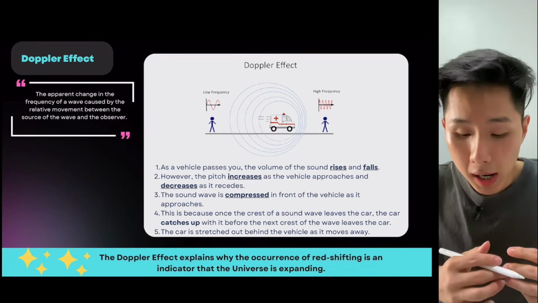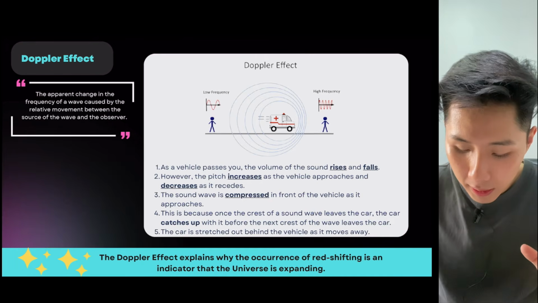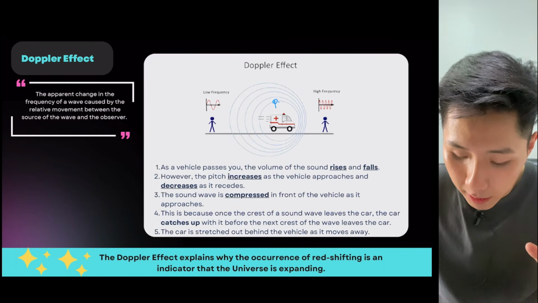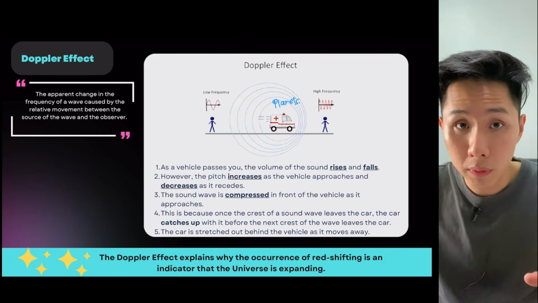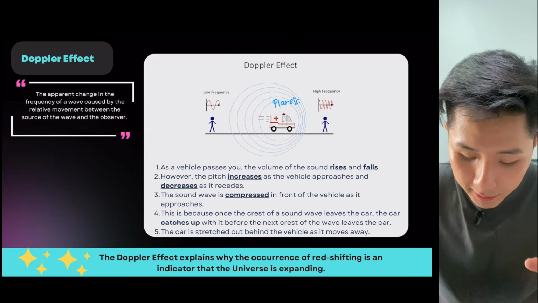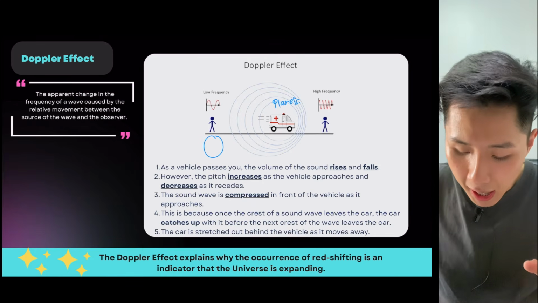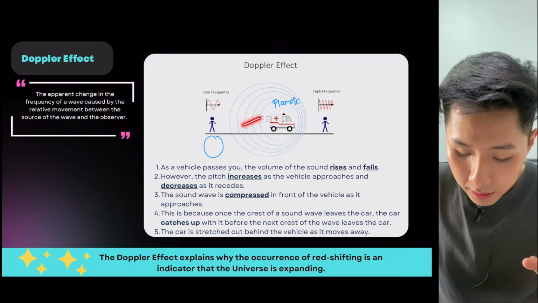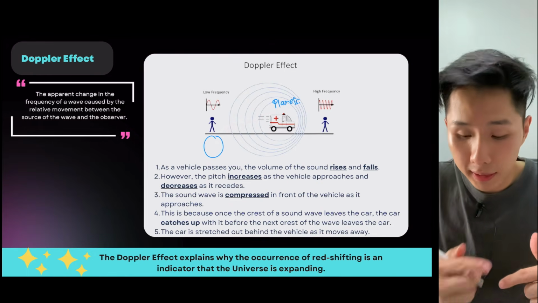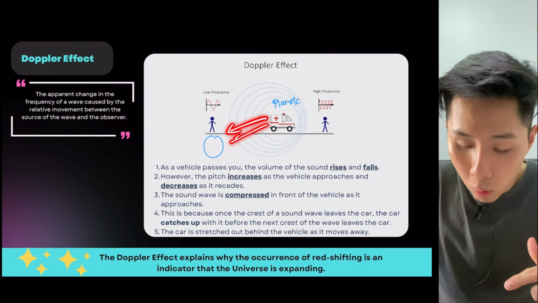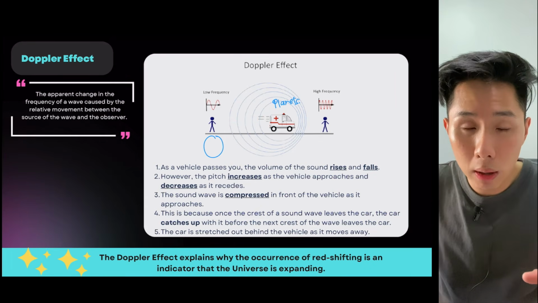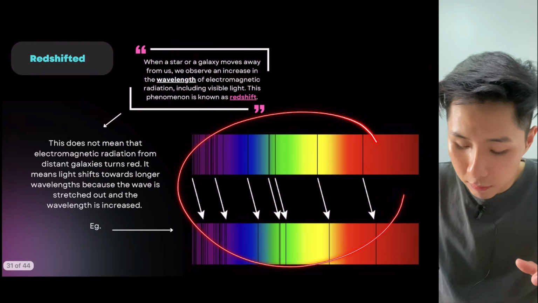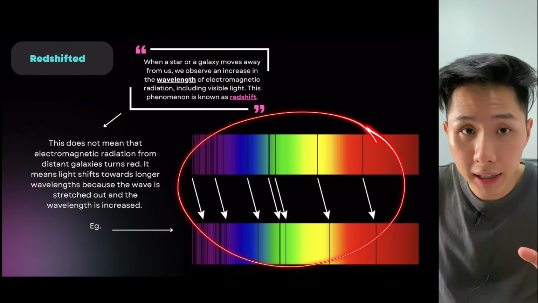To show you the effect, you can think of this ambulance here as planets that are moving away. Planets that are moving away. And for us, this could be the Earth. As the planet is moving away from us, the wavelength of the light that they emit will get stretched. The wavelength will get bigger and bigger. And that's how it relates to the redshifting effect.